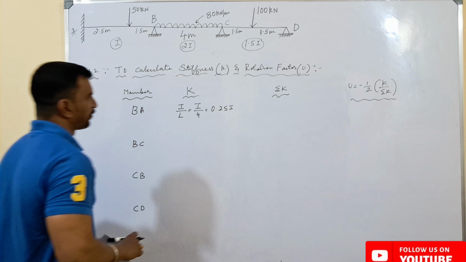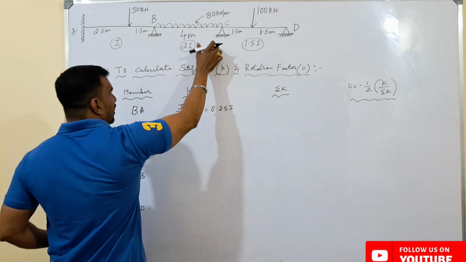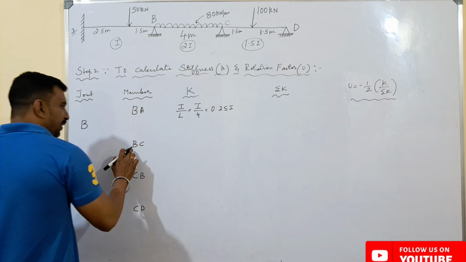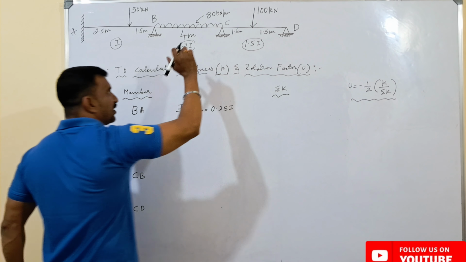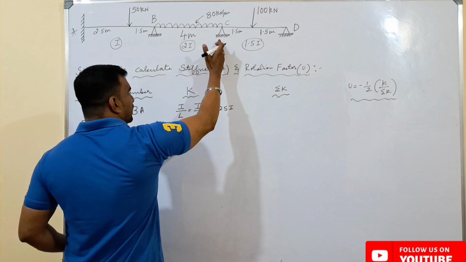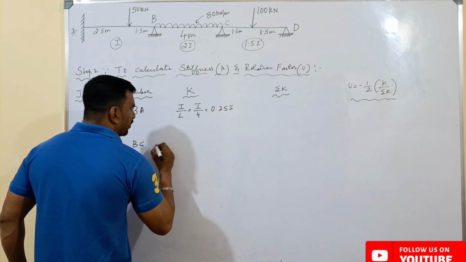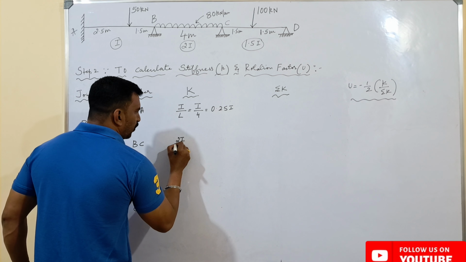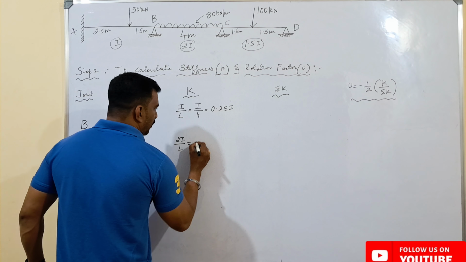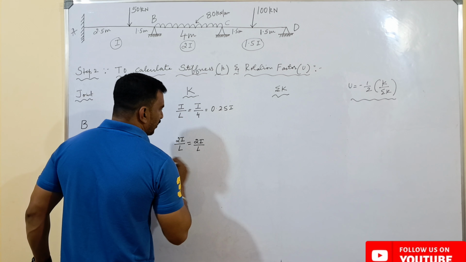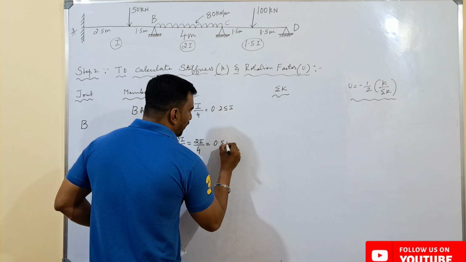which will be equal to 0.25 I. Similarly, for span BC, since B and C are intermediate supports, B is the near end and C is the far end, and in structural analysis we know that even an intermediate support is considered as a fixed support. Since the far end is fixed, the stiffness will be equal to 2I by L, because the moment of inertia is given as 2I, that is 2I by the total span of 4 meters, which will be equal to 0.5 I.